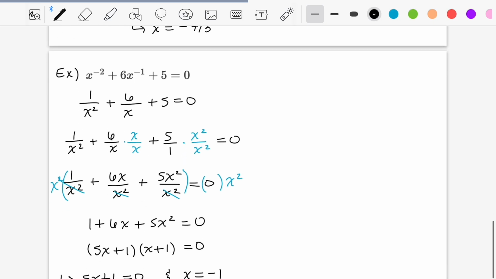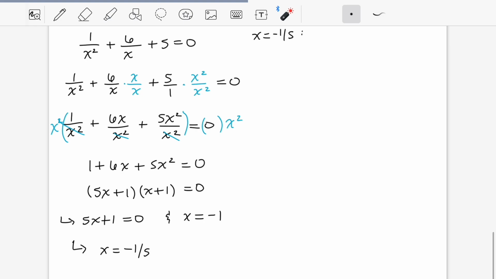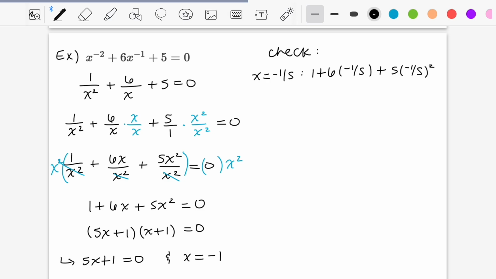And lastly, we just want to check this. So first looking at x is equal to negative 1/5. In this case, we'll again plug our values that we got for x into this simplified version here. We can plug it into this one, but working with this is going to be better than working with our original equation or anything with fractions here. So we have 1 plus 6 times negative 1/5 here, plus 5 times negative 1/5 squared. And that needs to be equal to 0.